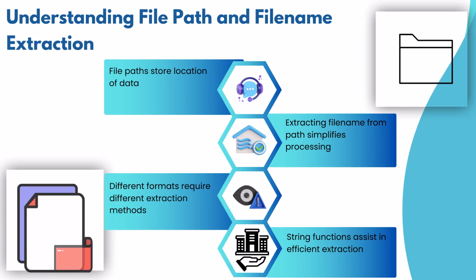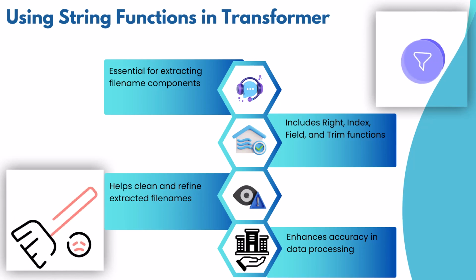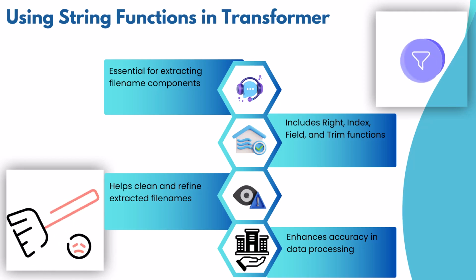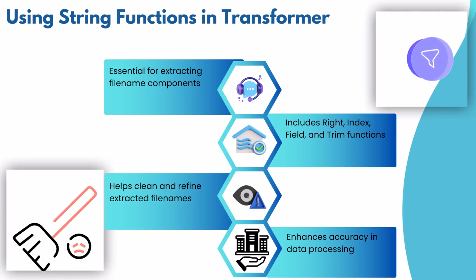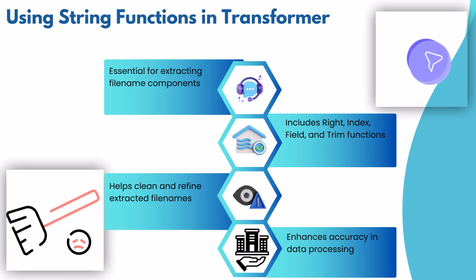Let's get sorting. String functions are the Swiss Army knife of file name extraction. Right, index, field, and trim functions each play a role in cleaning and refining file names. Think of them as digital stylists, ensuring file names look sharp, accurate, and ready for action.